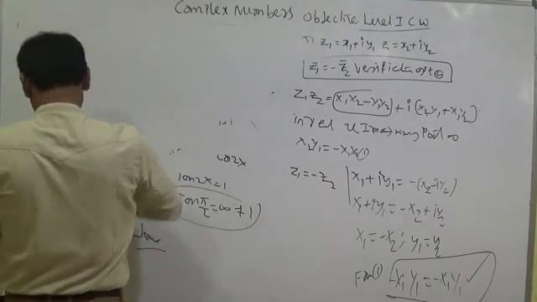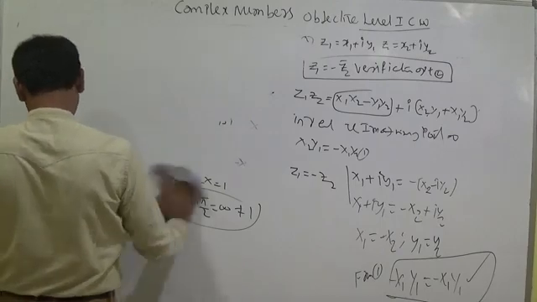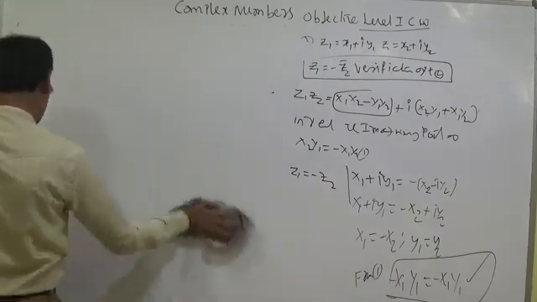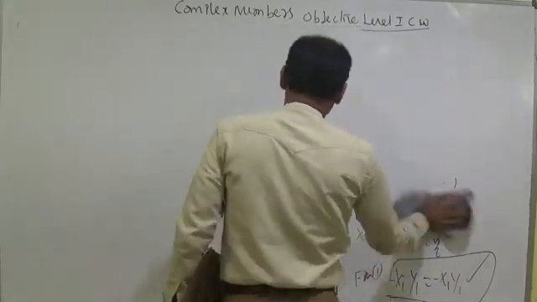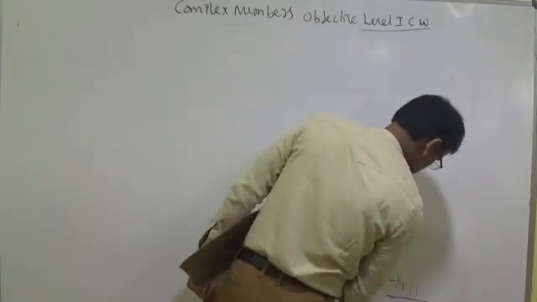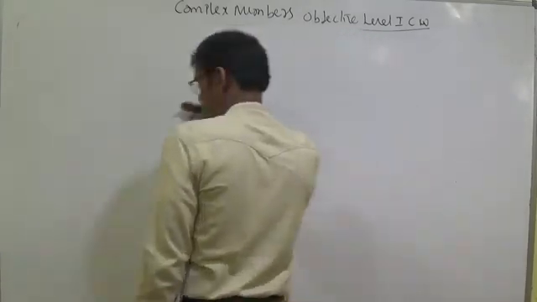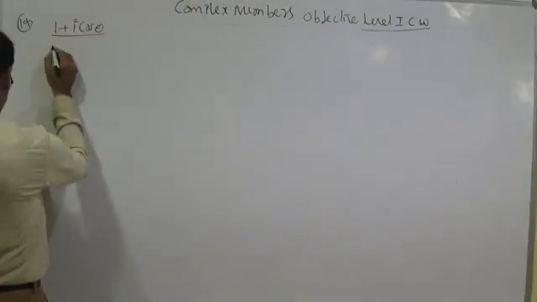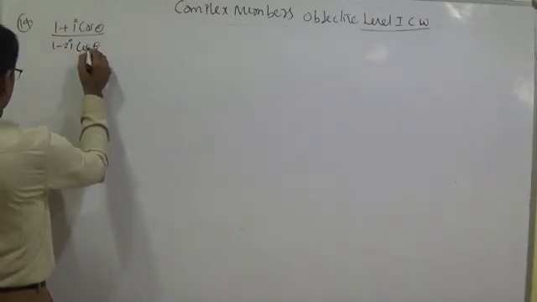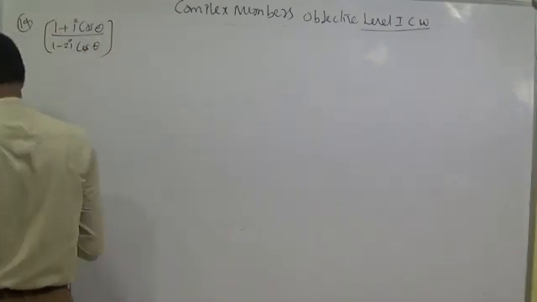The real value of theta of the expression (1 plus I cos theta) by (1 minus 2i cos theta) is a real number. So for this one also the imaginary part is equal to 0. Whenever the condition says it is a real number, you can understand the imaginary part equals 0. Whenever it is purely imaginary, the real part is equal to 0. 14th question: 1 plus I cos theta by 1 minus 2I cos theta.